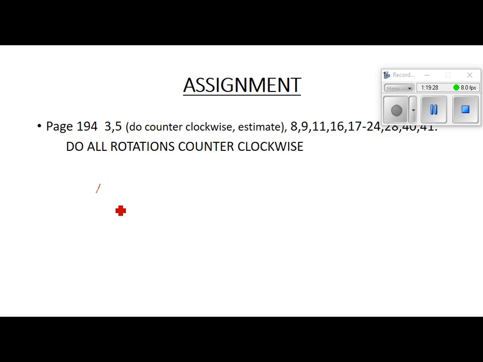That's your assignment. Make sure my protractors get back where they belong, please.